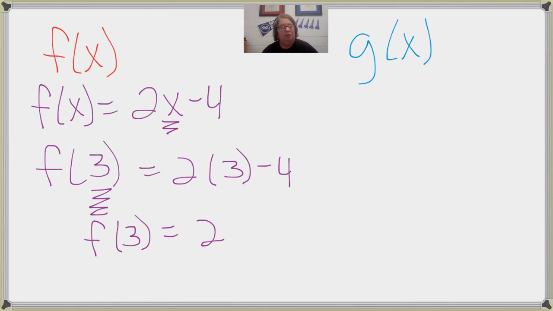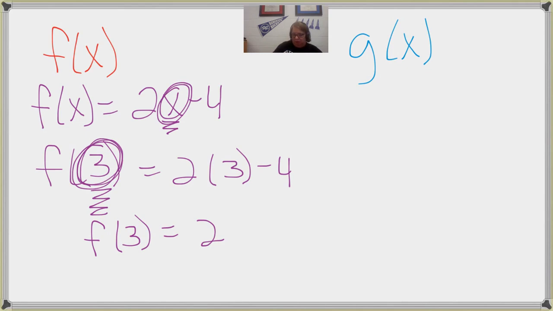We know that in that function, where x is 3, the y is 2. If we looked at the graph where x is 3, the y would be 2. If we looked at the table where x is 3, y would be 2. How did we use that notation? We took what was in parentheses and we plugged it in for the x.